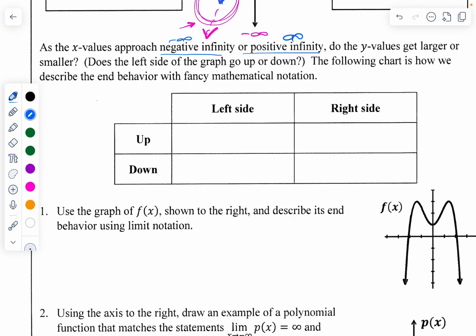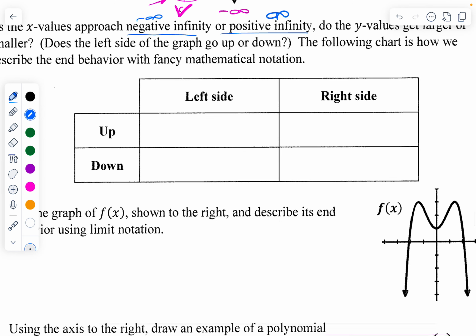As the x values approach negative infinity or positive infinity, so negative infinity looks like this, positive infinity looks like this, do the y values get larger or smaller? Meaning, does the left side go up or down? The following chart is how we describe the end behavior with that specific notation.